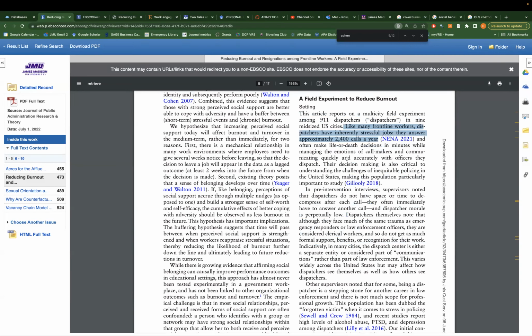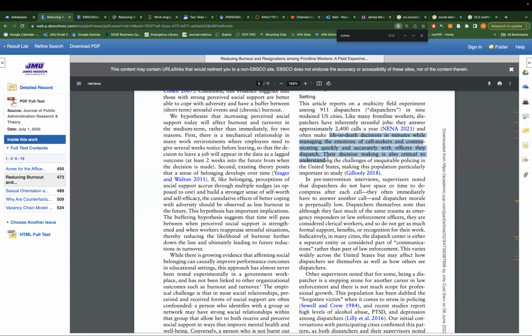They're describing this as an inherently stressful job. They looked at dispatchers for 911. They answer a ton of calls, make big decisions in minutes, manage their emotions, and have to act quickly. This actually sounds a lot like the claims adjusters. It's not exactly like the claims adjusters, but in many ways there are a lot of similarities. As a result, that leads me to believe that, even though it's about government agency frontline workers, these employees probably have more in common with the claims adjusters than a study about burnout among accountants.